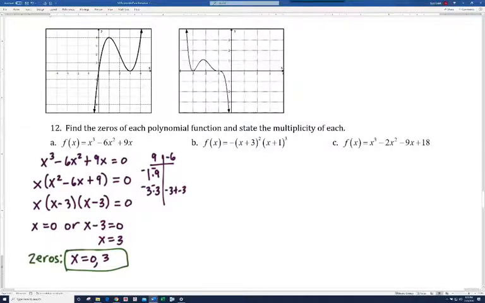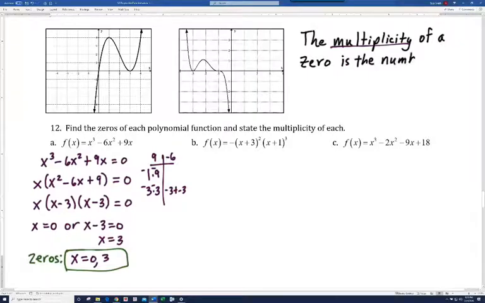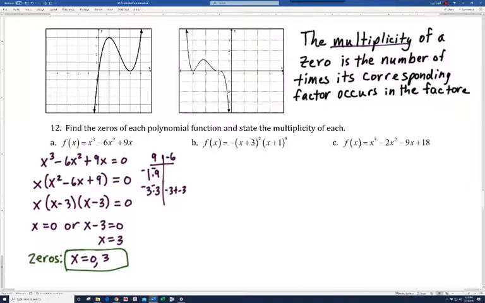In fact, if you look at our directions, it says find the zeros and state the multiplicity of each. What do we mean by that? Well, here's a definition for you. The multiplicity of a zero is the number of times its corresponding factor occurs in the factored form of the function. So we've got it in factored form now, x times x minus 3 times x minus 3. Notice x minus 3 as a factor occurs twice, and so the 0 that corresponds to that is 3, and so 3 has a multiplicity of 2.